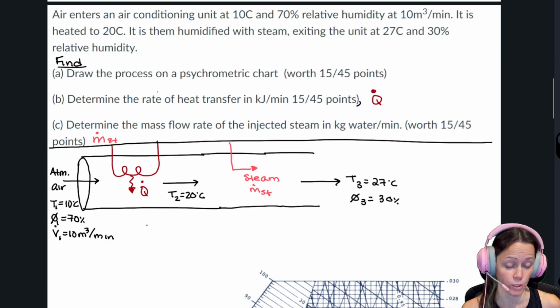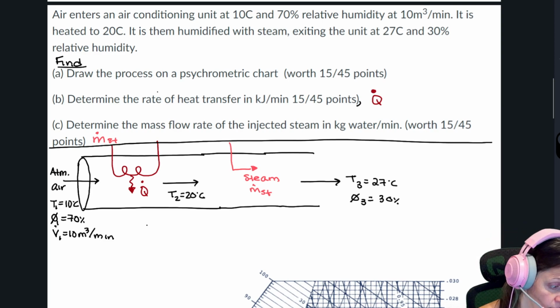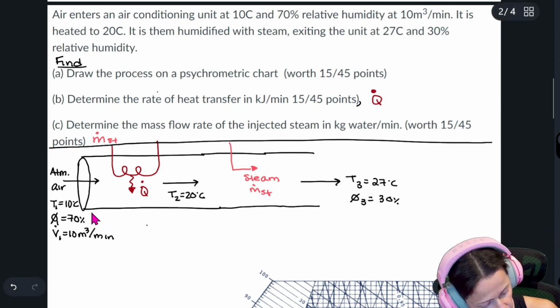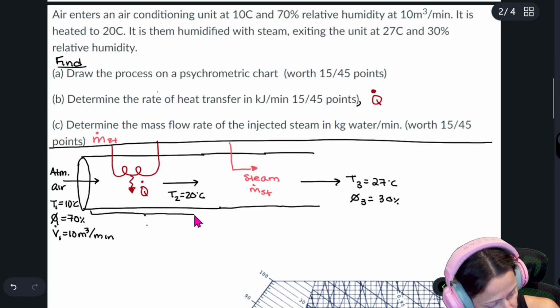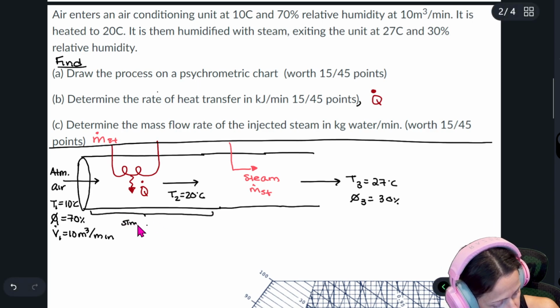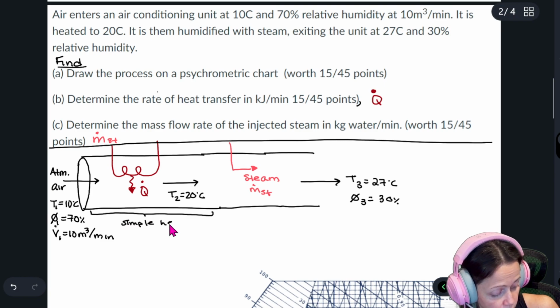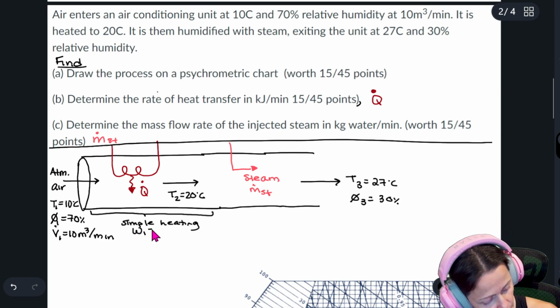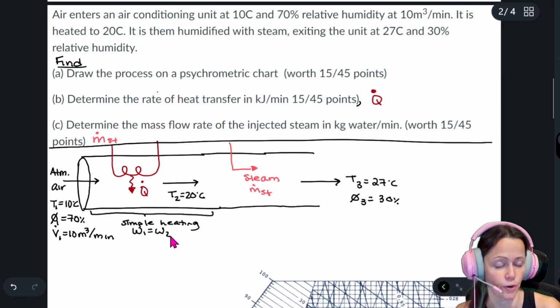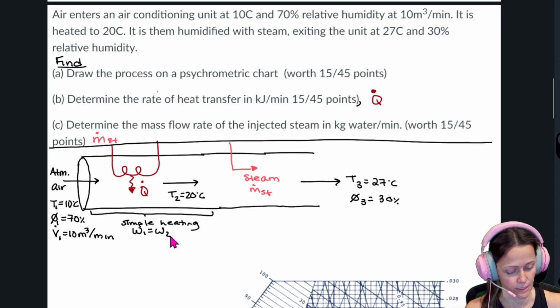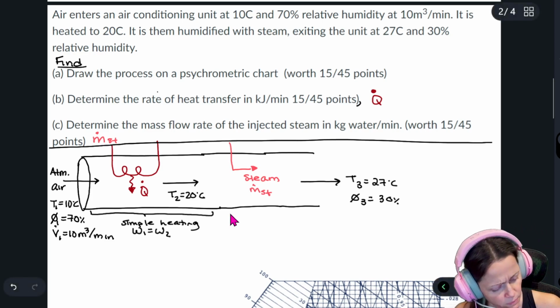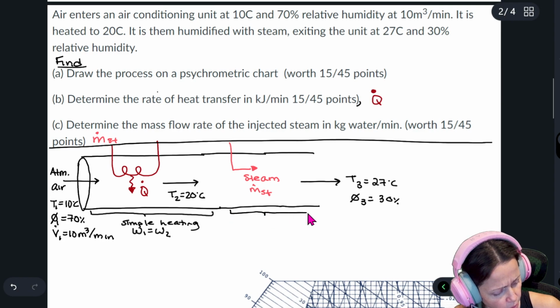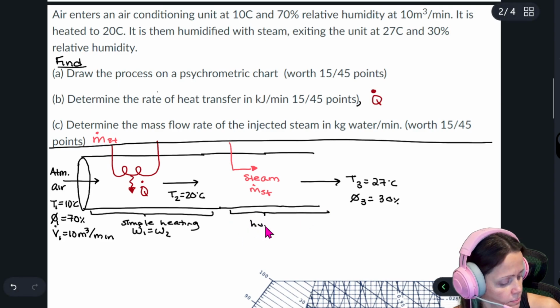So the first thing I'm going to do is recognize, number one, that this is a simple heating process. Just like for a simple cooling process, the specific humidity does not change. That's going to help me figure out how to draw things on my psychrometric chart. And then this part where I'm injecting steam is simply a humidification process.